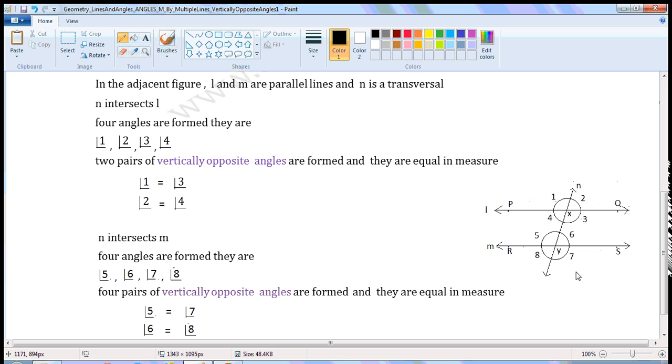Angle 5 and angle 7 form a pair of vertically opposite angles and angle 5 is equal to angle 7. Angle 6 and angle 8 form a pair of vertically opposite angles and angle 6 is equal to angle 8.